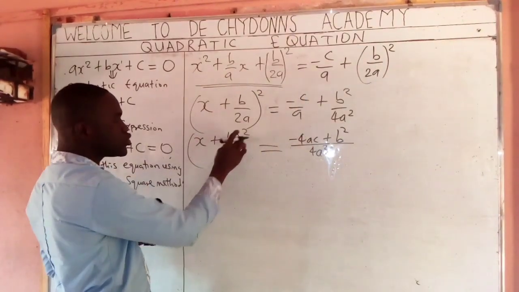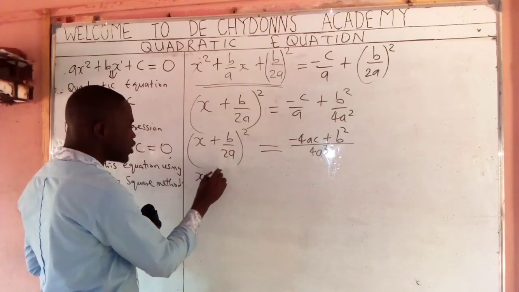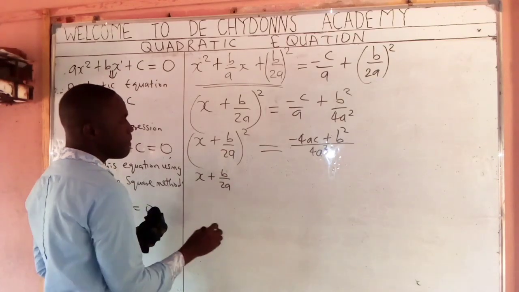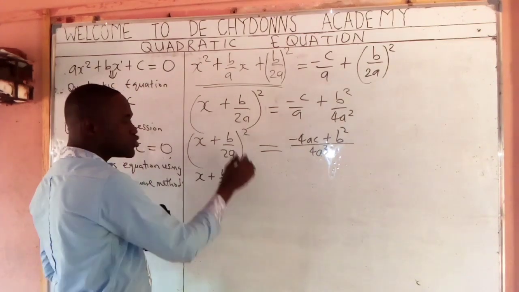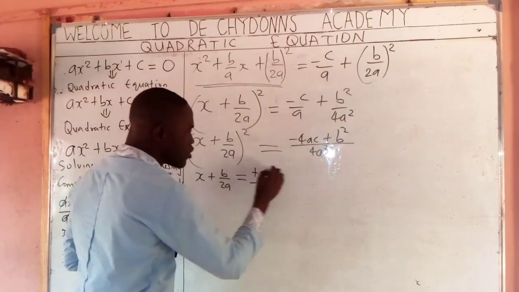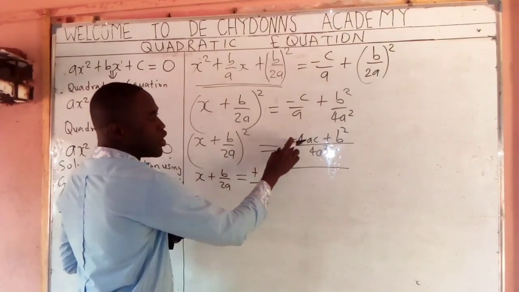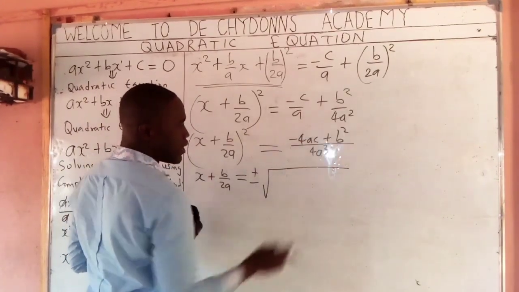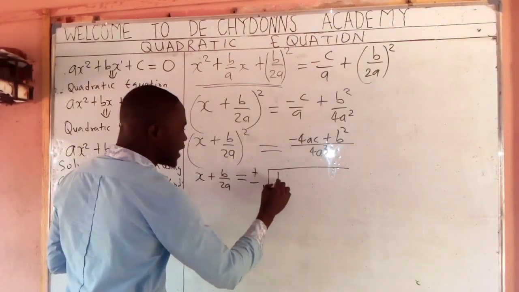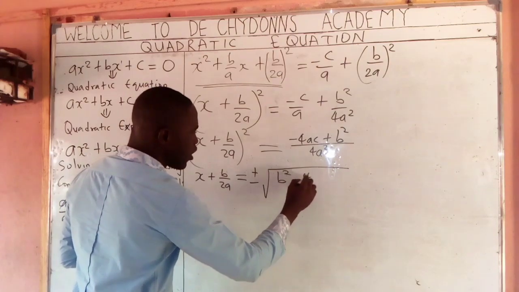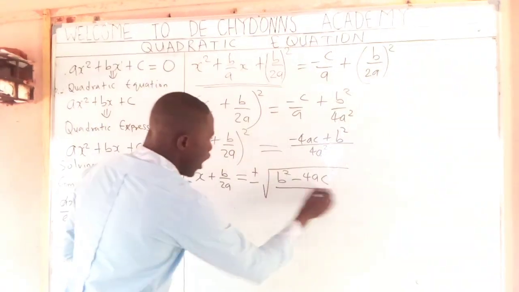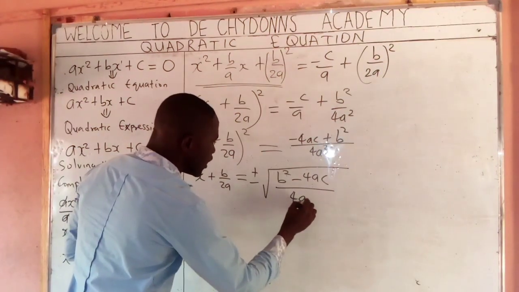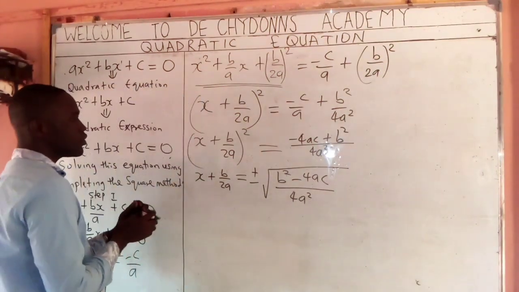As we remove the power of 2 here, we have x plus b over 2a equals plus or minus square root of minus 4ac plus b squared. In mathematics, you write this as b squared minus 4ac. That is just all about packaging. All over 4a squared. Okay?